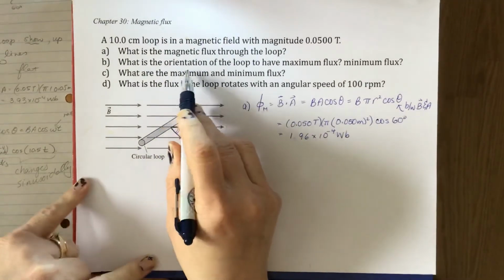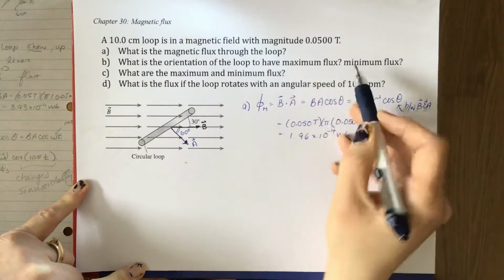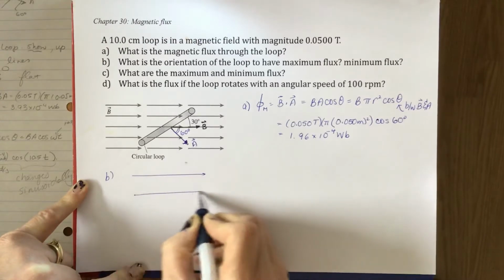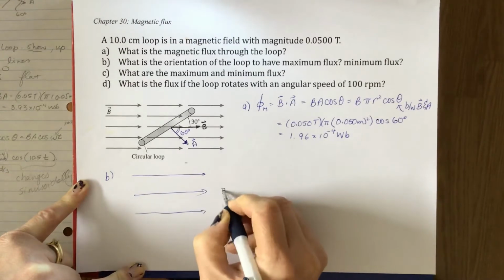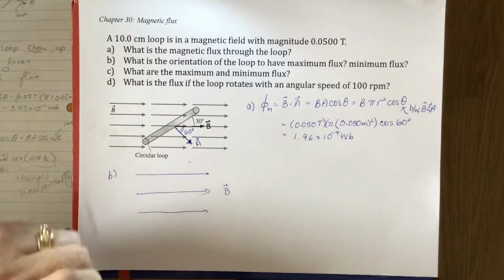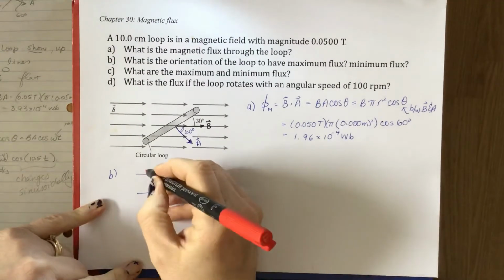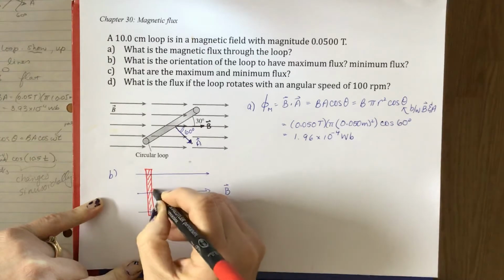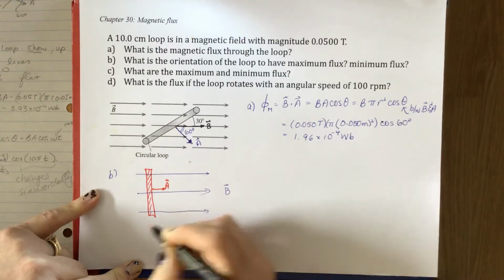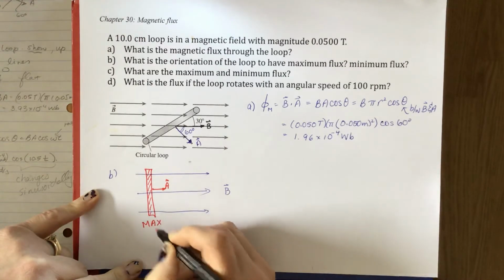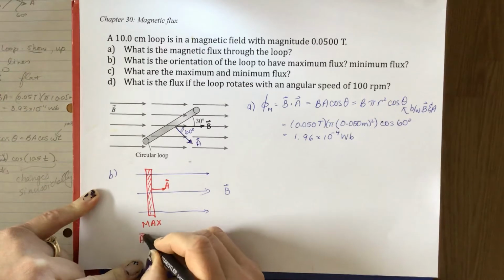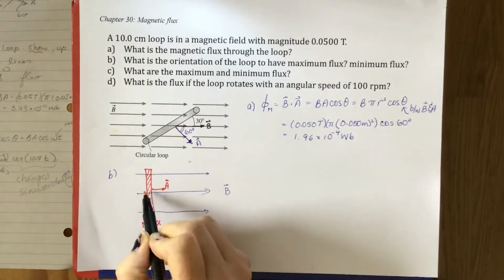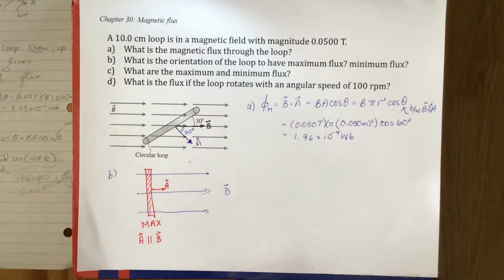Okay, what is the orientation of the loop to have maximum flux? And what is the orientation to have minimum flux? So our magnetic field lines look like this. There's B. In order to get maximum flux, we want the most lines cutting through. So if our loop looks like this, then our area vector sticks straight out. This is the orientation that will give us maximum flux. So here, your area vector is parallel to your B vector. This would also be true if our area vector stuck out the other way, if it were anti-parallel.